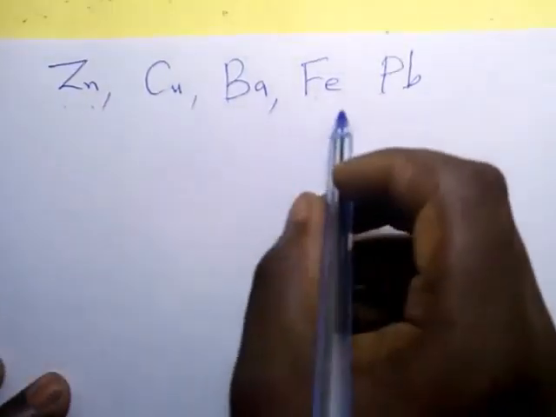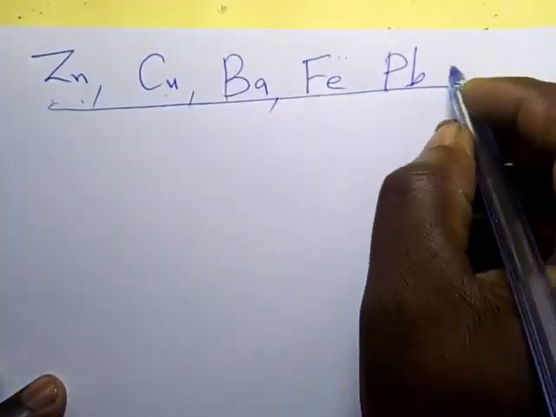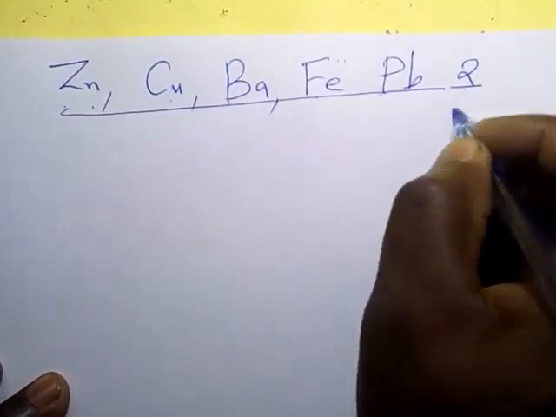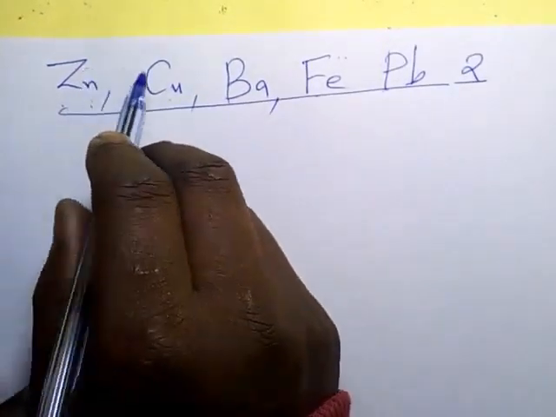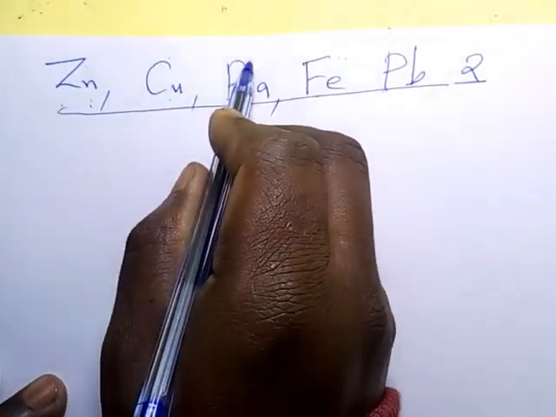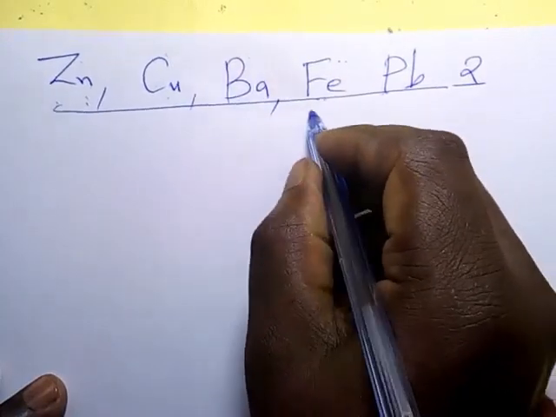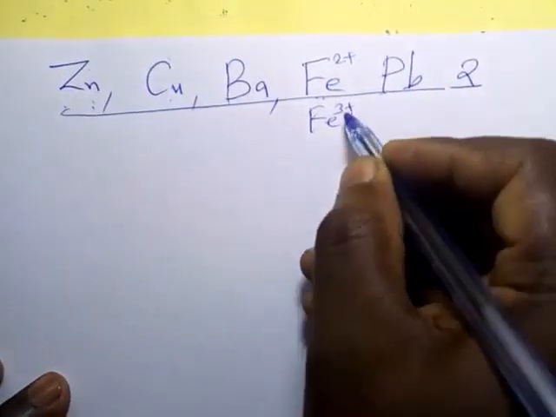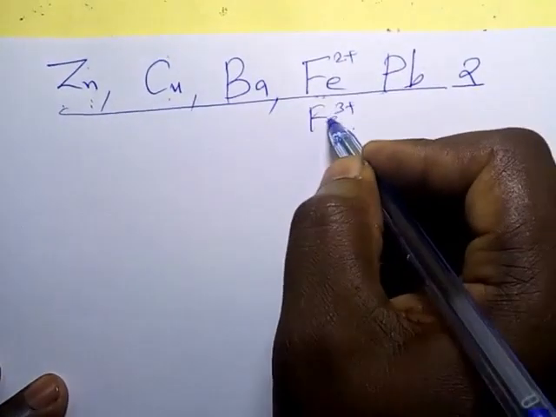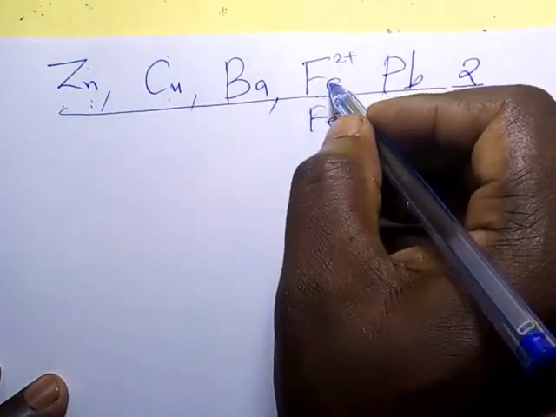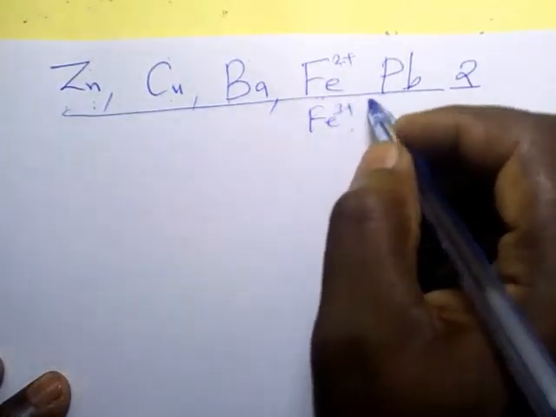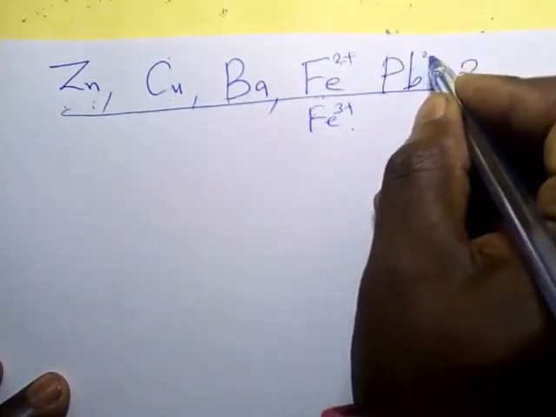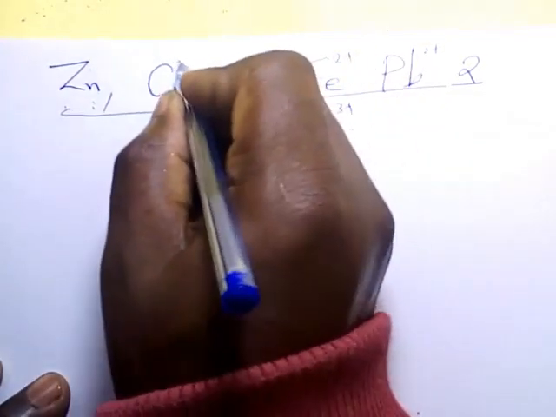And what is the valence of these? You realize that all of them have a valence of 2. So zinc has a valence of 2, copper has a valence of 2, barium has a valence of 2, iron has a valence of 2, although we have iron 3. We have iron 2 and iron 3. But for most compounds of iron, we have iron 2, unless you are told otherwise. Lead is valence 2. So all of these have a valence of 2.